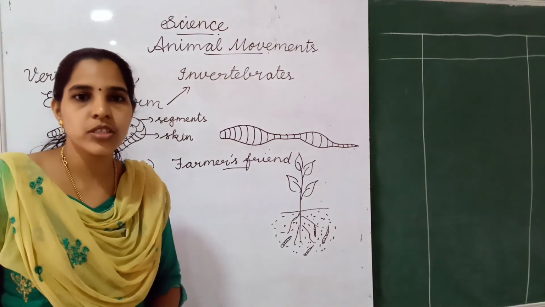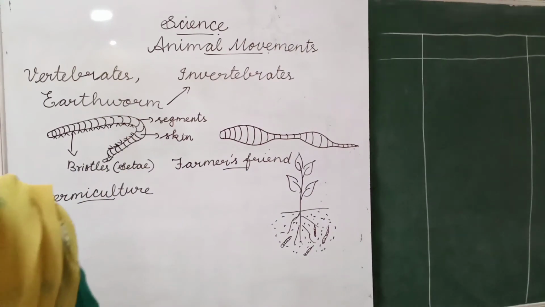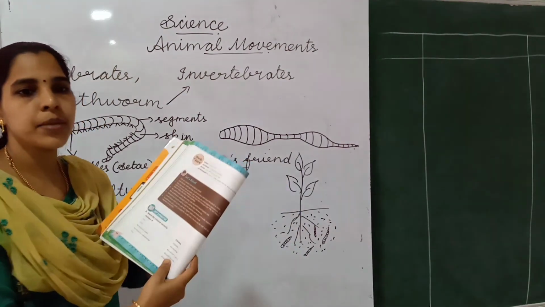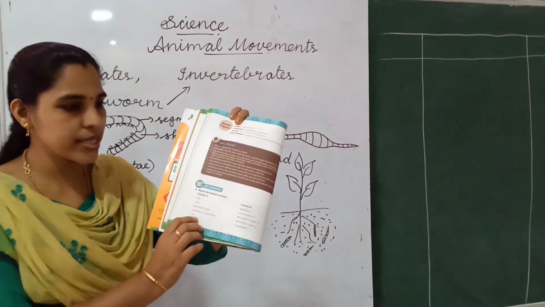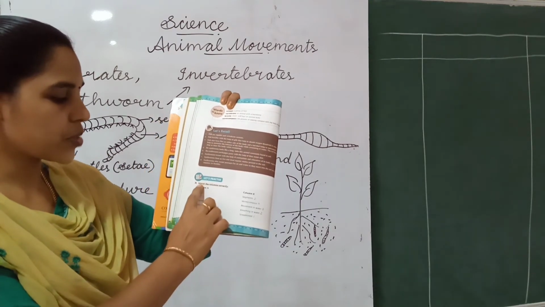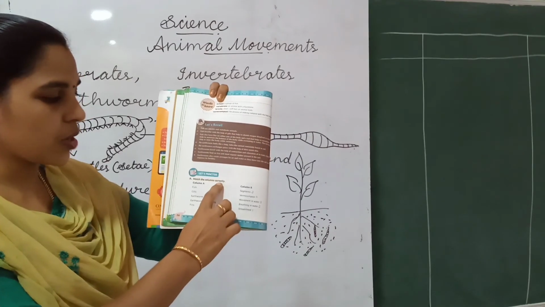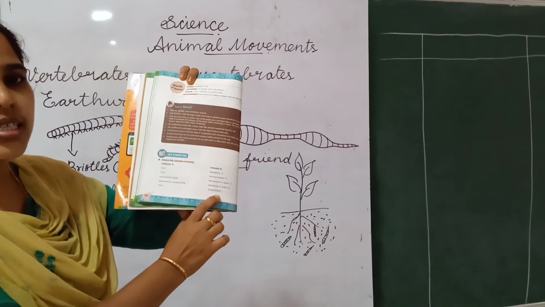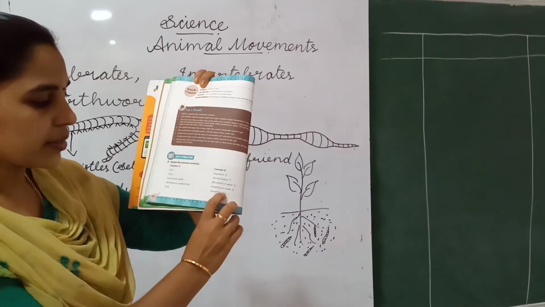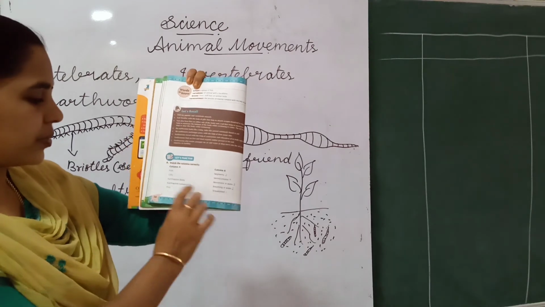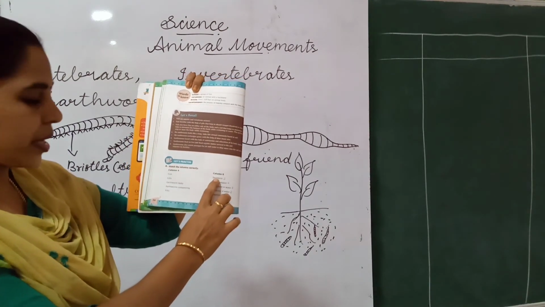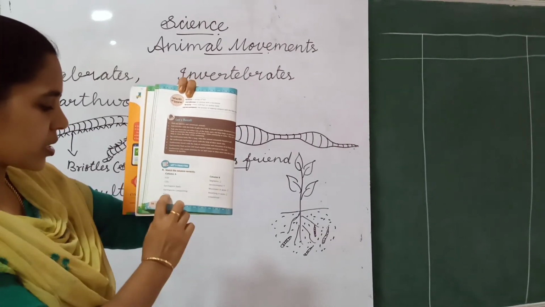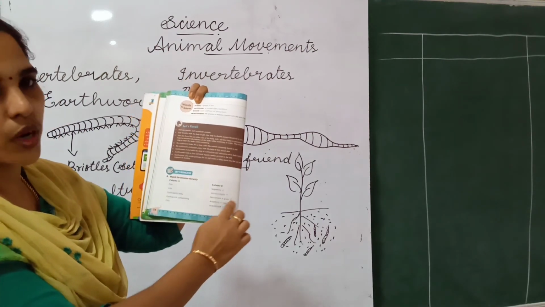Did you understand the topic, children? Listen here. Now take your book. We can do the exercise now. Page number 56, from students' book. Question A. Match the columns correctly. Column A. Fish. What is the answer? Streamlined. Gills, breathing in water. Earthworm body, segments. Earthworm composting, vermicompost. Fins, movement in water.